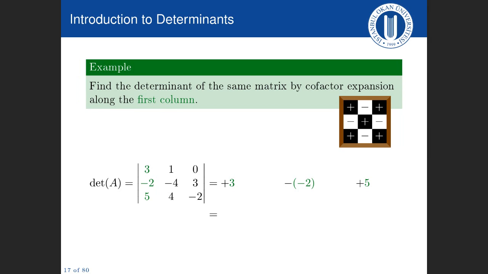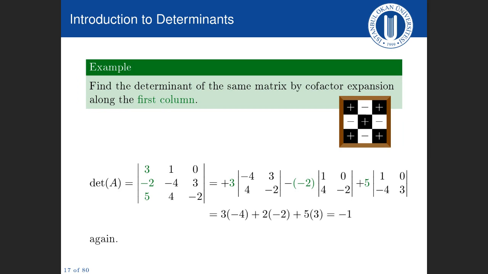And then we need to put in the minors of each entry. And then we need to calculate the determinant of these three 2x2 matrices. And again, I ask you to check my calculation. I think that again we get minus 1. Of course we should, because the theorem says it doesn't matter which row or which column we choose, we should always get the same answer.